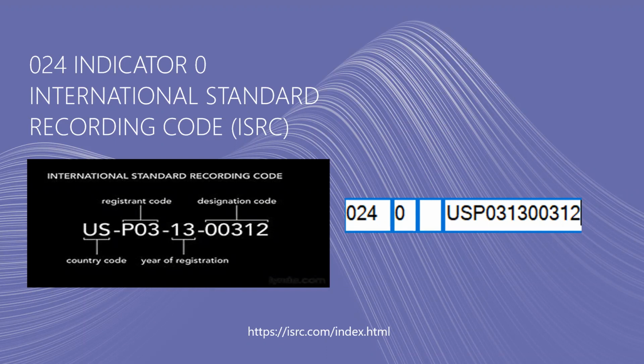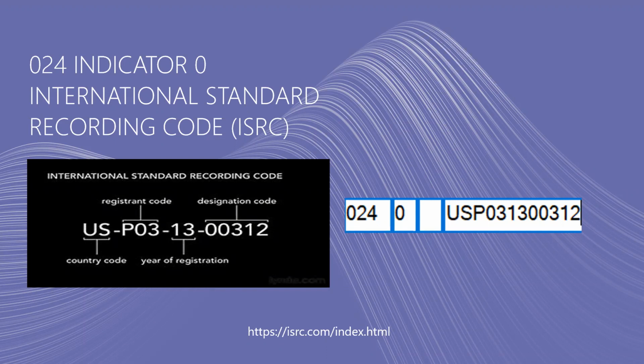The elements are 1, the country code. In our example here, it's US, it's the very first string. It consists of just 2 characters, and those come from the ISO 3166, the codes for the representation of names and countries. The second part is the registrant code, and that's simply the first owner of the recording, and that consists of simply 3 characters. Our third part is the year of registration, and that's only 2 characters. It's just the last 2 digits of the year.